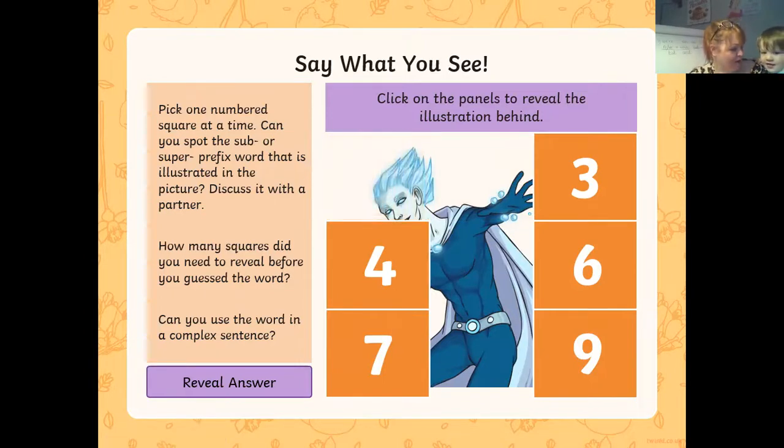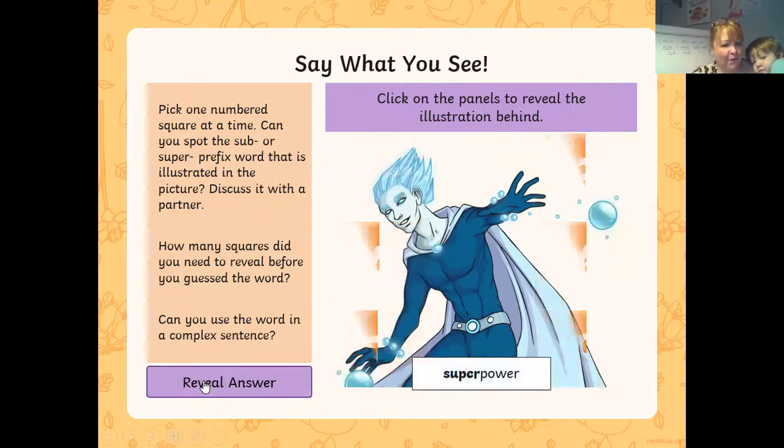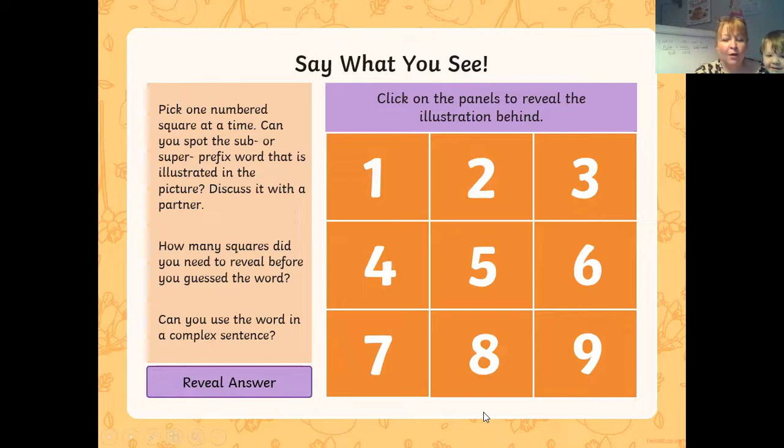Oh, what do you reckon that person is? A superhero. Shall we see if you're right? Superpower. Very close. Superpower. Right. What number? 5.